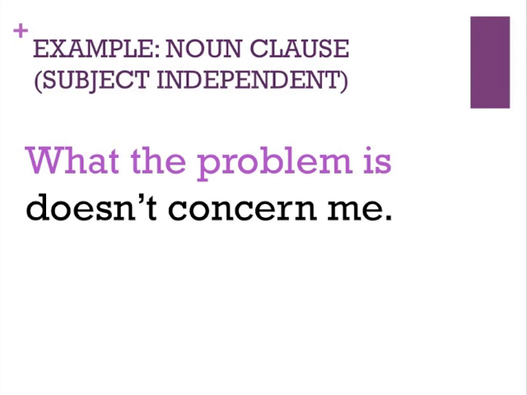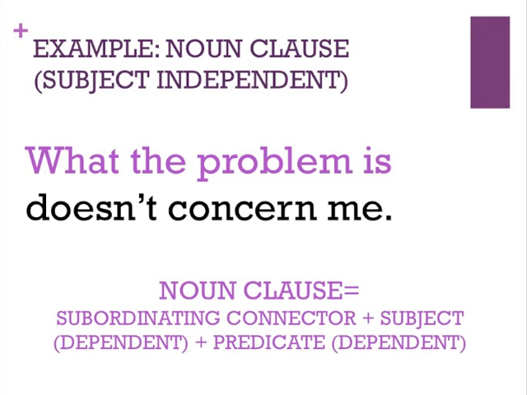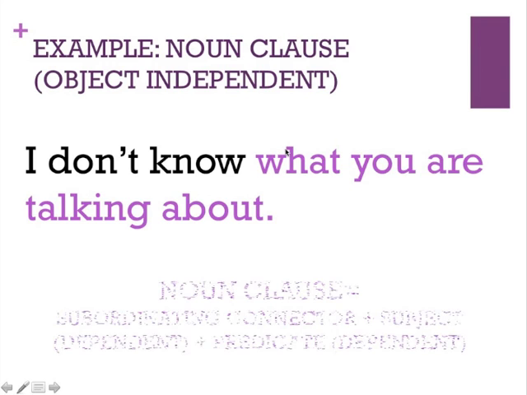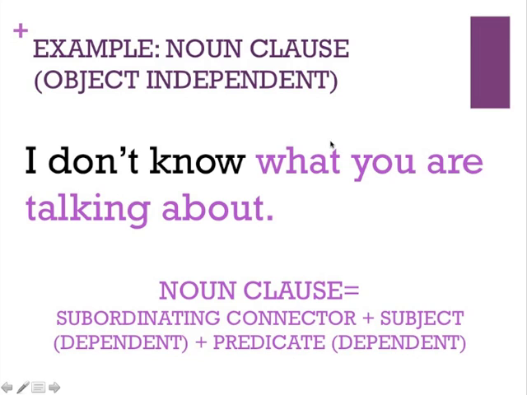So, for example, here's one where it's the subject of the independent clause. What the problem is doesn't concern me. So again, notice its construction. We have our subordinating connector, we have a dependent subject, and we do have a predicate, or in this case, just a simple verb. Here's one where the noun clause is the object of the independent clause. I don't know what you were talking about. Again, same construction. You've got a connector, and then you have a subject and dependent predicate.